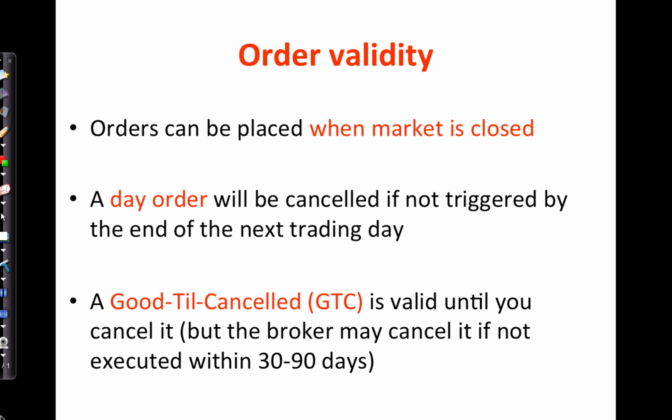And if you don't want that, if you want to keep the order there, then you have to use the good till cancel order that is basically valid until you cancel. But actually, you should be careful with that, because the broker may cancel this good till cancel order if it's not triggered within 30 to 90 days. So you have to check about that. Then there are other ways you can change the validity, like there is the good till date order where you can specify the date, but these two are the most common.